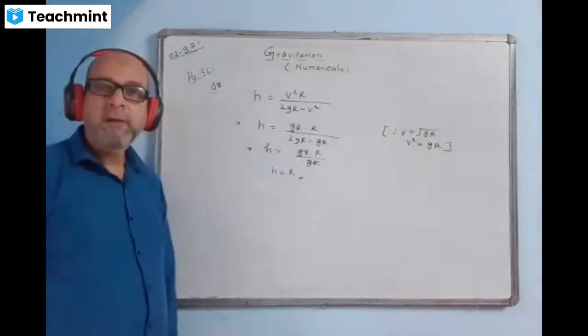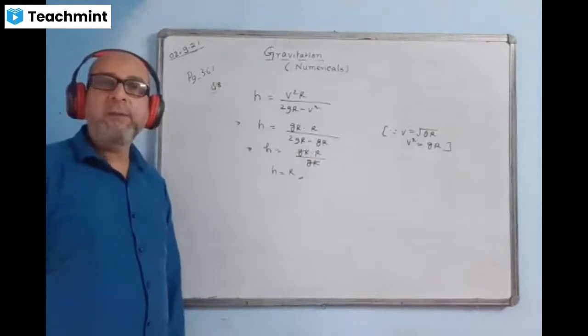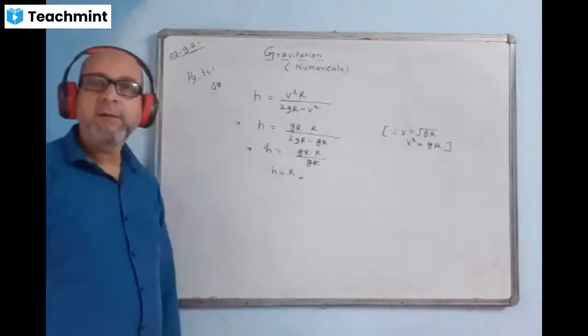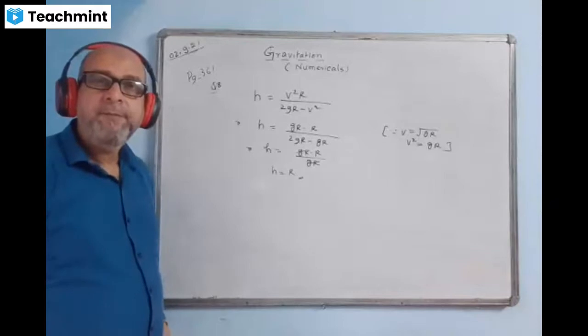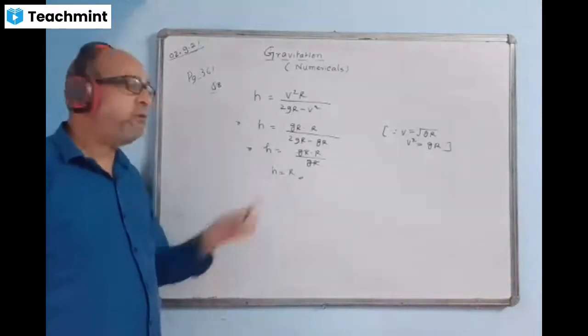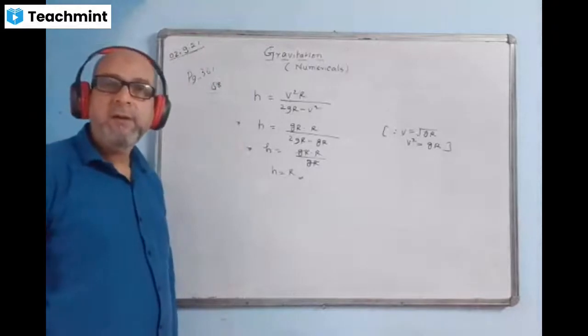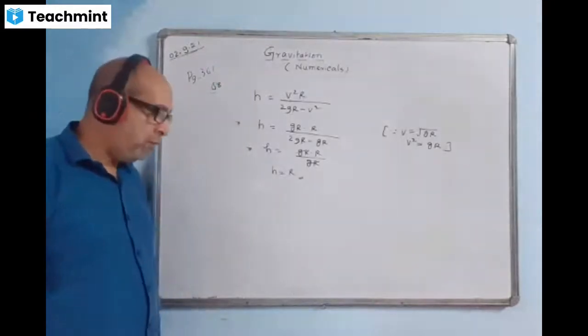This is the answer. If they give the value of R in kilometer, the height value will also be the same. At this height, at the height equal to the radius of the earth above the surface, the body will go.